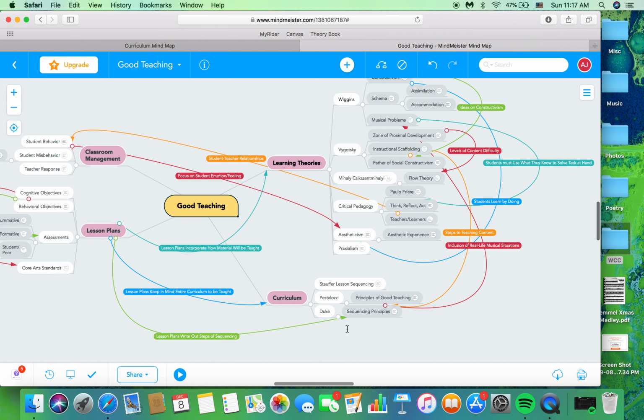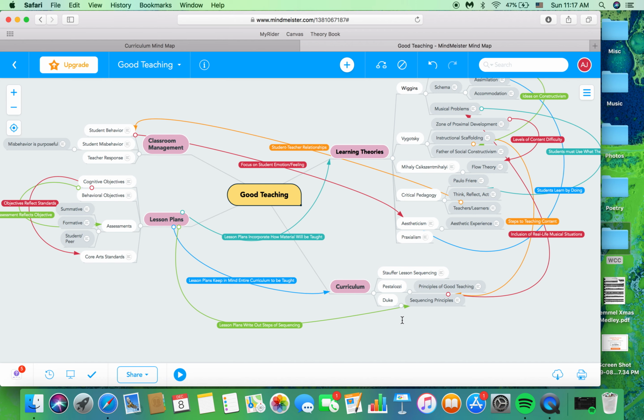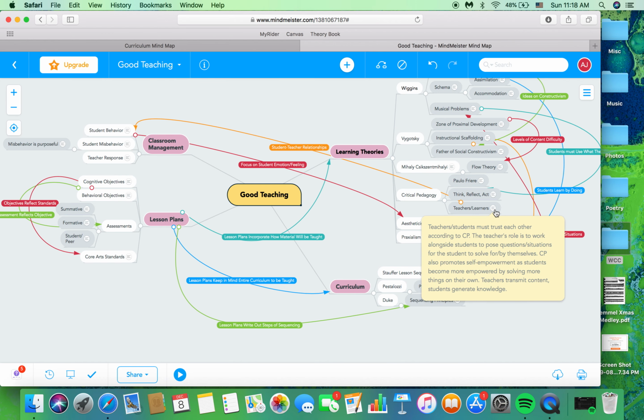Okay, so moving on, I'll just start at the top. I related teachers and learners under critical pedagogy to student behavior, and I guess teacher response and misbehavior, that's all included in there. Because they both really explore the different student-teacher relationships that exist within the classroom. So under critical pedagogy, teachers and learners really have to trust each other. And the role of the teacher is to really guide the students so that they can figure things out and solve the problems by themselves.